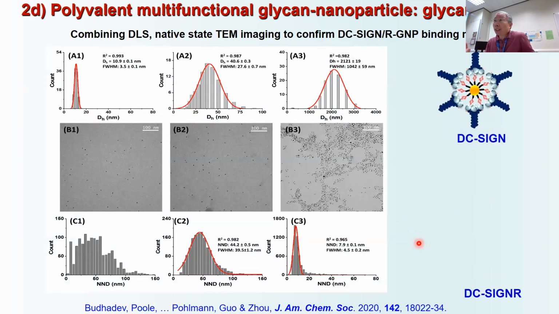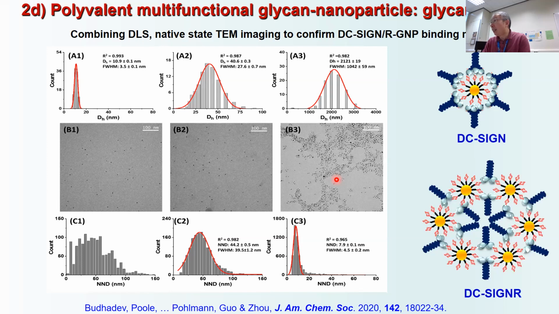And using the same strategy, we found that binding to DC-SIGN gives individual particles, and binding to DC-SIGNR causes extensive cross-linking of these nanoparticles. So these two proteins retained their simultaneous and cross-linking binding modes.